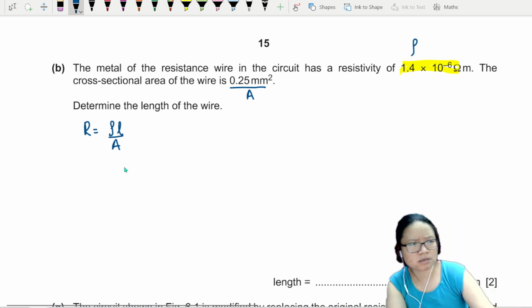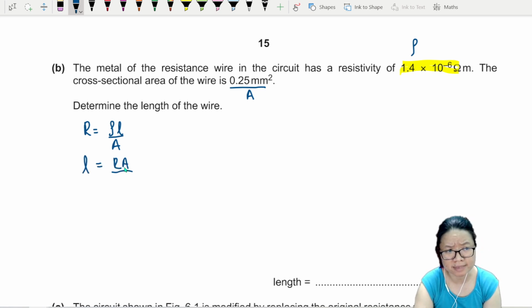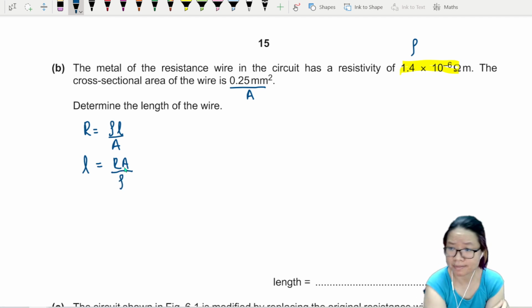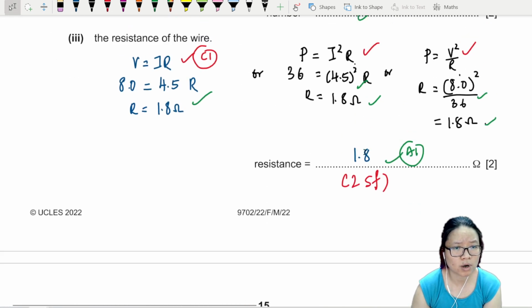If you ask me, I think the occurrence is quite common, so you have to make sure you know. If not, you'll probably lose some marks or cannot do certain parts of certain questions in the exam. All right, so RA over rho. We have the resistance just now. What was it again? 1.8.